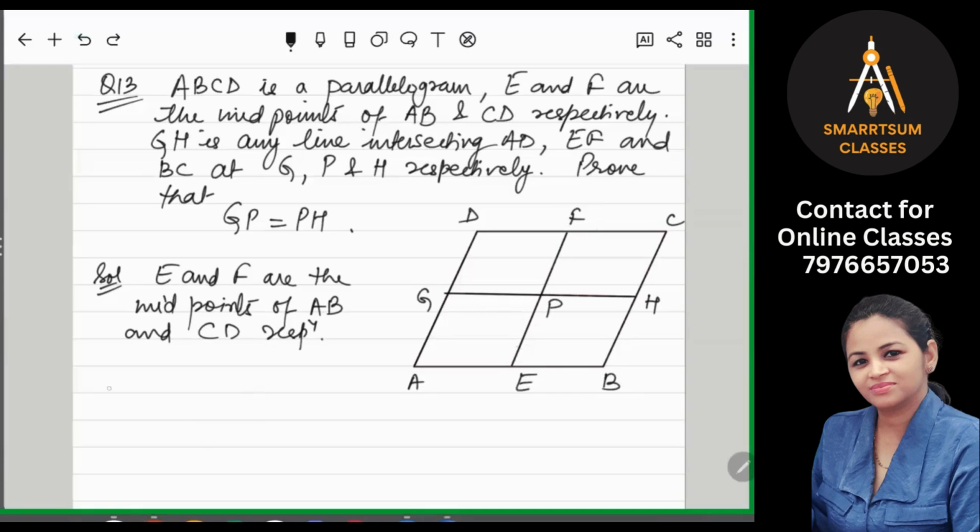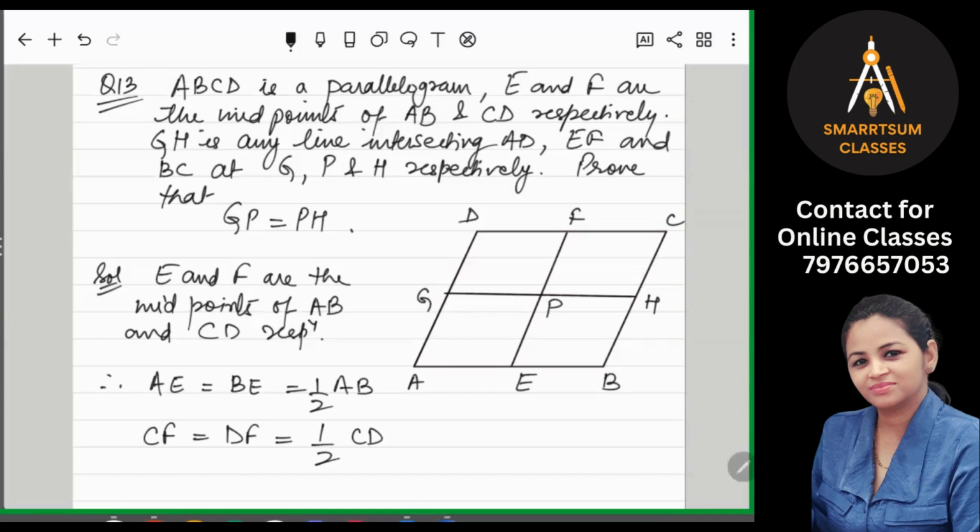So can we write AE is equal to BE? AE and BE are equal. This can be written as half of AB. Similarly, CF is equal to DF. This part and this part are equal, because F is the midpoint of CD, and this can also be written as half of CD.